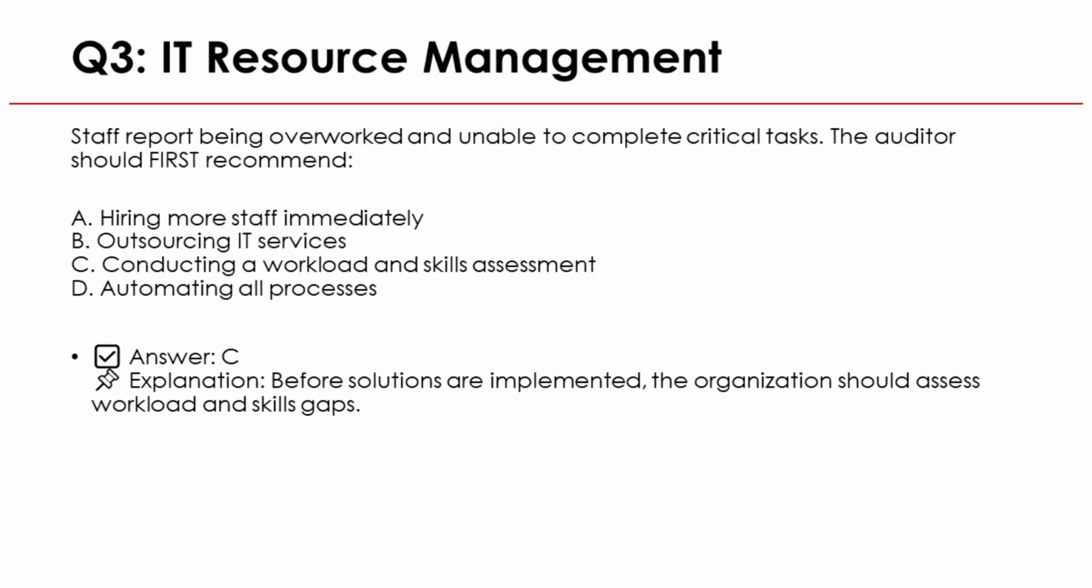Staff report being overworked and unable to complete critical tasks. The auditor should first recommend: Option A, hiring more staff immediately, premature. Option B, outsourcing IT services, possible but not first. Option C, conducting a workload and skills assessment, correct, assess before deciding. Option D, automating all processes, unrealistic. Correct answer, C, conduct a workload and skills assessment. Don't prescribe medicine until you've run proper tests.